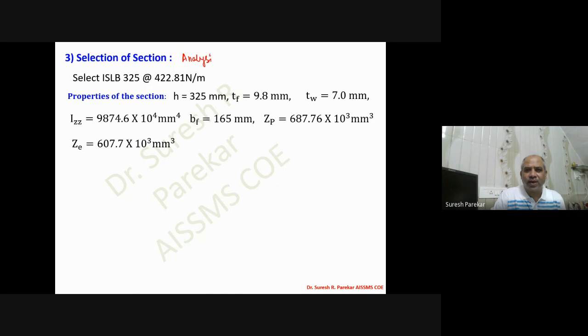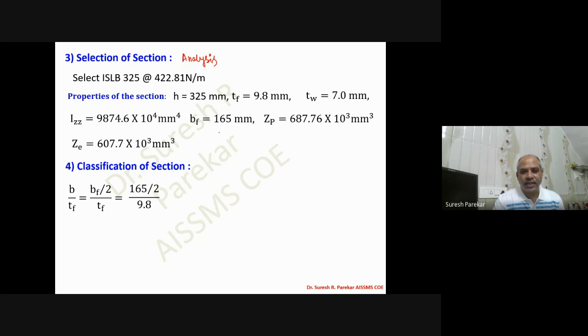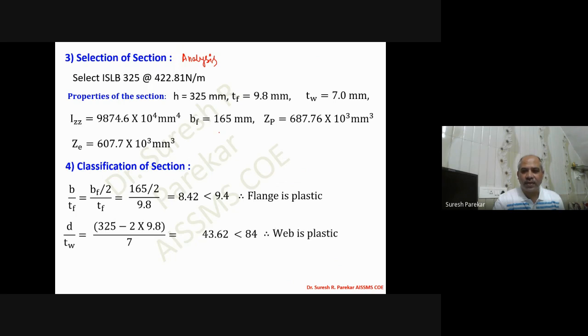For analysis only, we require all this data. Then we have classification. In the same way, we have to classify this section: BF upon 2 upon TF comes to 8.42, which is less than 9.4, and the flange is plastic. In the same way, the web is also plastic, and therefore the section is a plastic section. Therefore beta B equals 1.